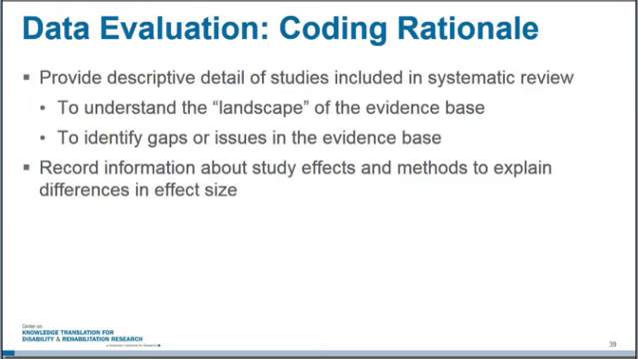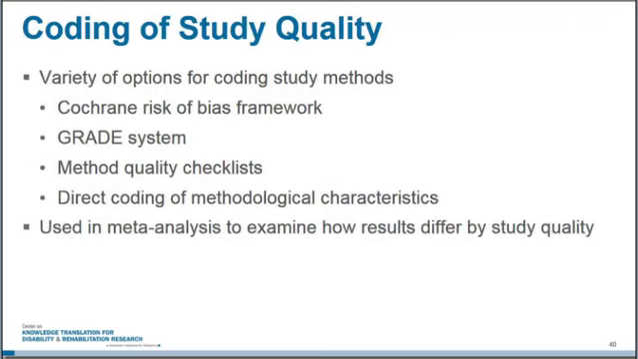Okay. So the reason why we code is to develop and provide descriptive details of the studies included in the systematic review. So when we're reporting out the systematic review, we can understand the landscape of the evidence base, and it also helps us to identify gaps or issues in the evidence base. And then also to record information about study effect sizes so that we can later examine and explain the differences we might find in effect sizes across studies.